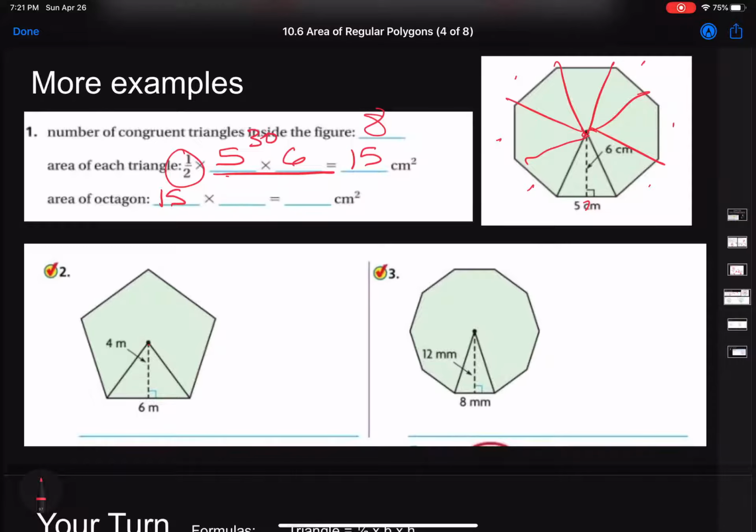So then 15 times, how many sides do you have? How many triangles do you have? You have 8. So then I just need you to figure out what 15 times 8 is. And it should be 120. So it's going to be 120 centimeters squared.